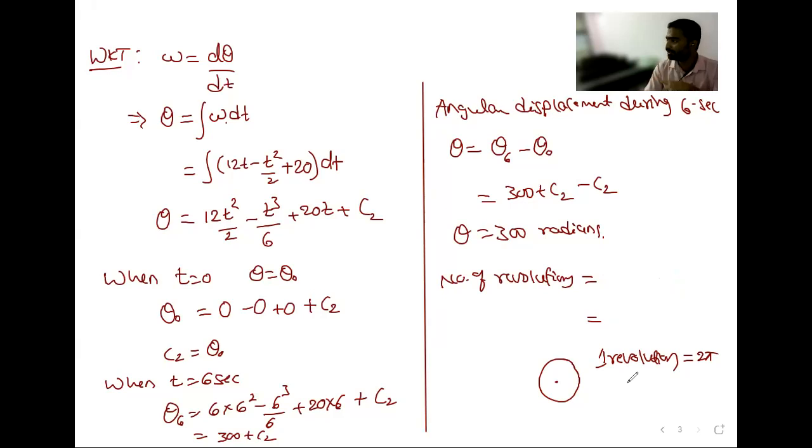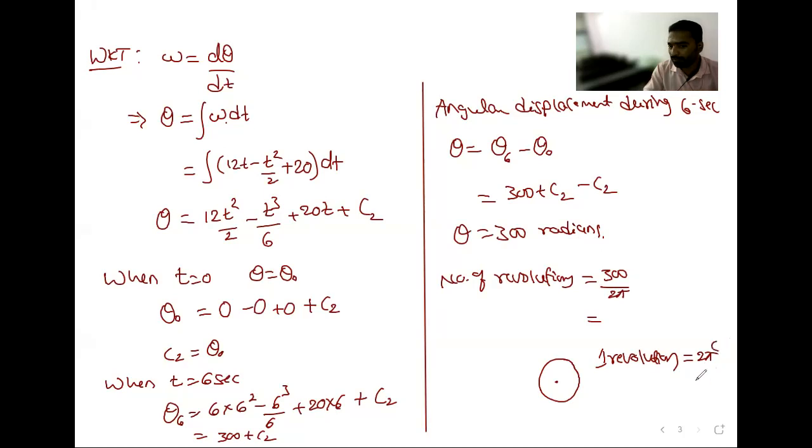One full circle is equal to 6.283 radian. One circle means 360 degree. 360 degree is equal to 2 pi radian. So 300 radians, now I need it in revolutions, divided by 2 pi. Is it correct? Divided by 2 pi. One revolution is equal to 2 pi.